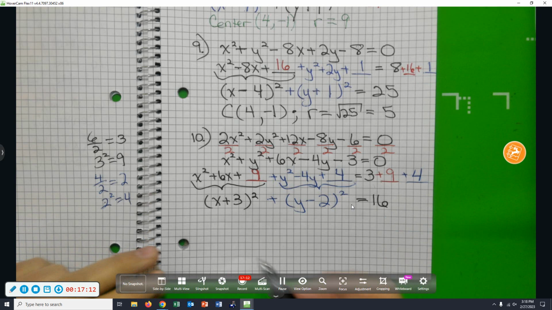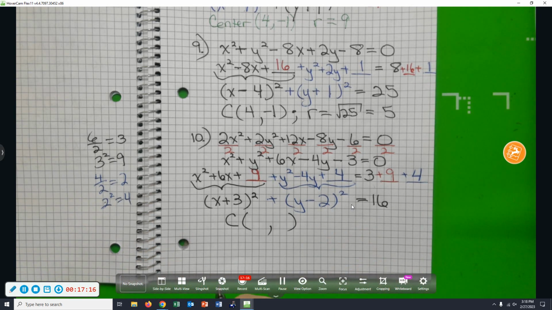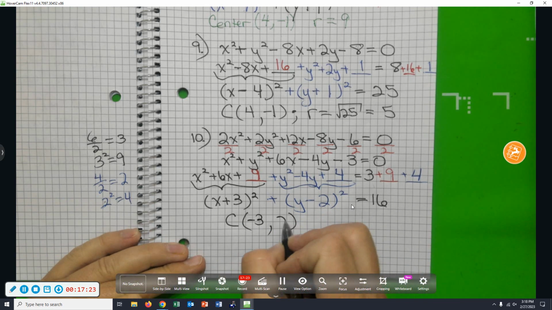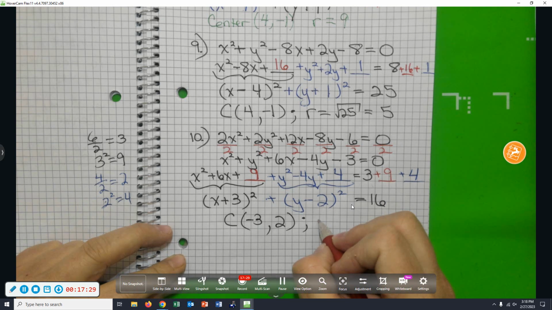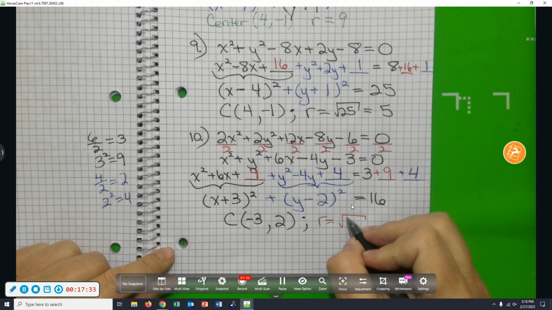So let's determine the center. What's the center? -3, +2. Okay, change sign. Radius: you take the square root of that number there. The square root of 16 is 4.